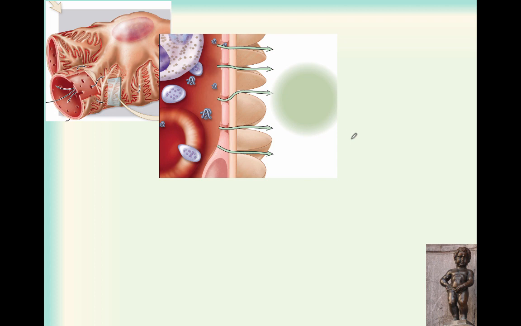Here we can see another depiction of that filtration barrier. Again, we start with the endothelium. Here is the blood in that glomerular capillary. Here's a white blood cell, here's a red blood cell, and there are some of those proteins. And again, I want you to remember the proteins do tend to carry a negative charge.